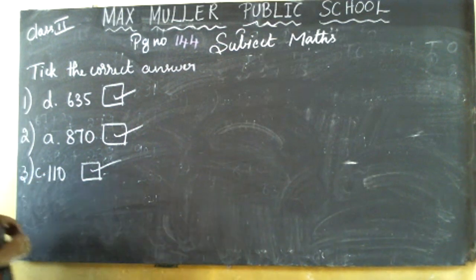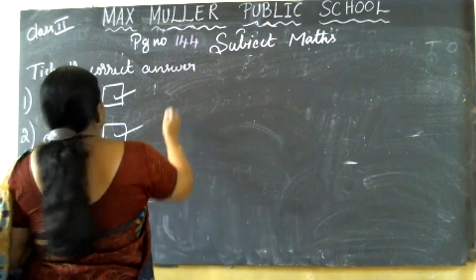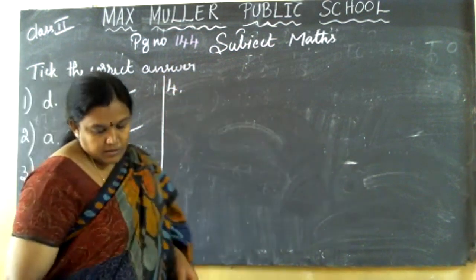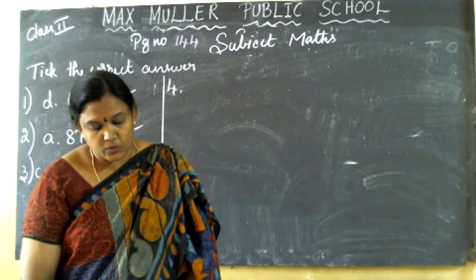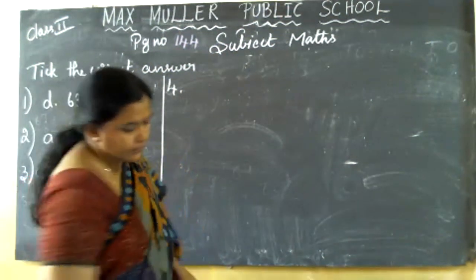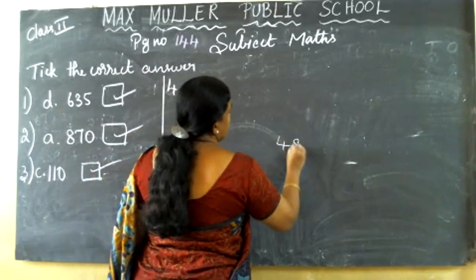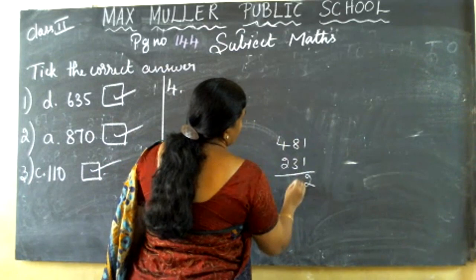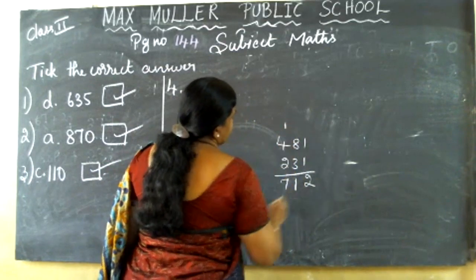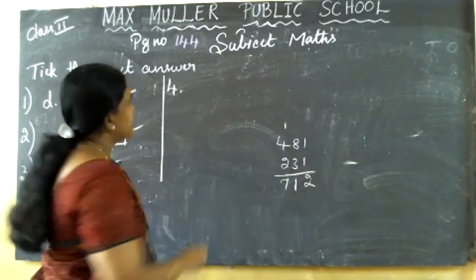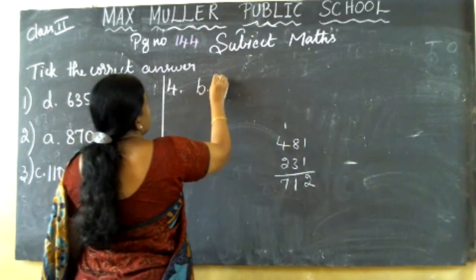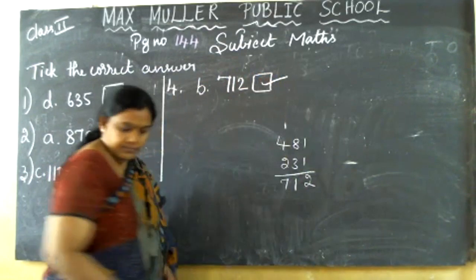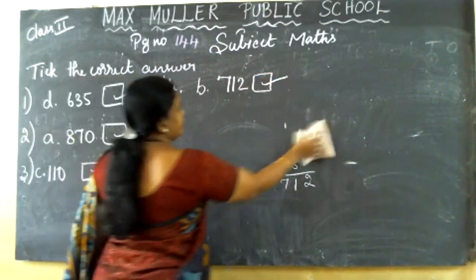C1. This is C1. Fourth one. 481 plus 231. How much will we get? 481, 231, 2, 11, 5, 6, 7, 712. B is the correct answer. B, 712. Tick it for B.